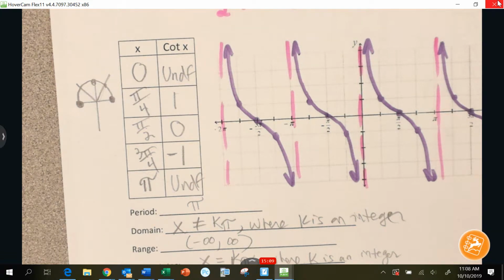Right, you guys looking at the next example? Or I should say, really, it's like the first example.